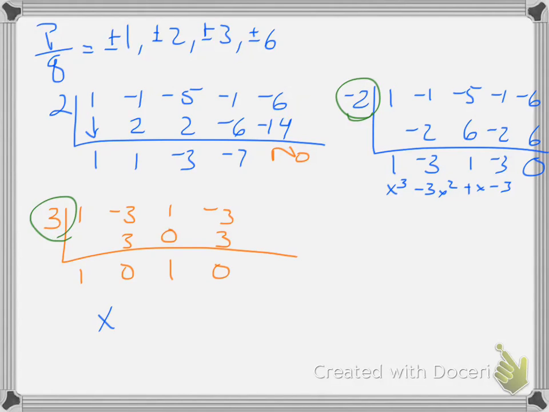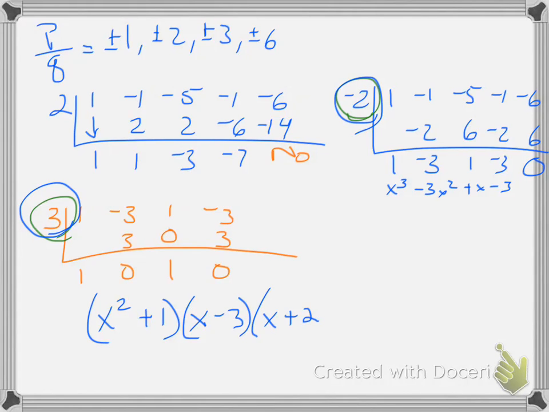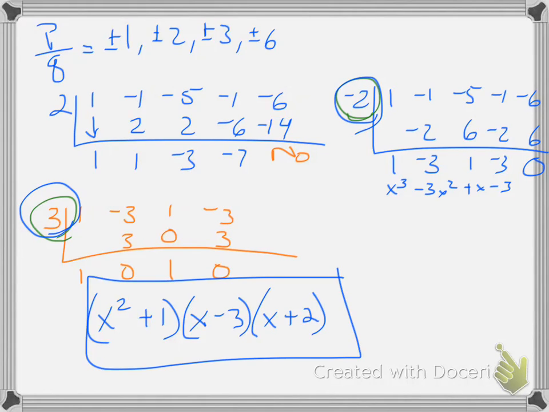And what I have left is x squared plus 1 now. Once it's in a quadratic, you can factor it. So if this is able to be factored, you factor it. X squared plus 1 is not, so I'm just going to leave it like that and write my other factors, which from this one here is going to be x minus 3, and from this one here is going to be x plus 2. So this is my factored form.